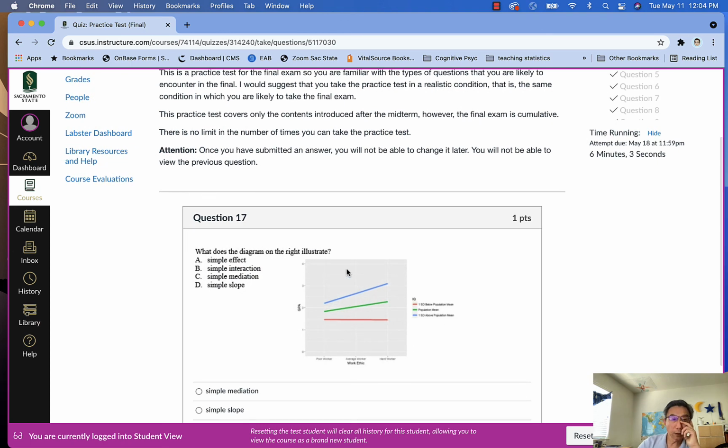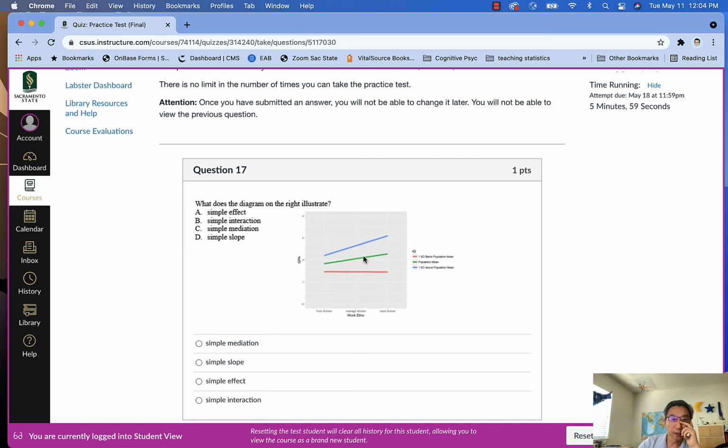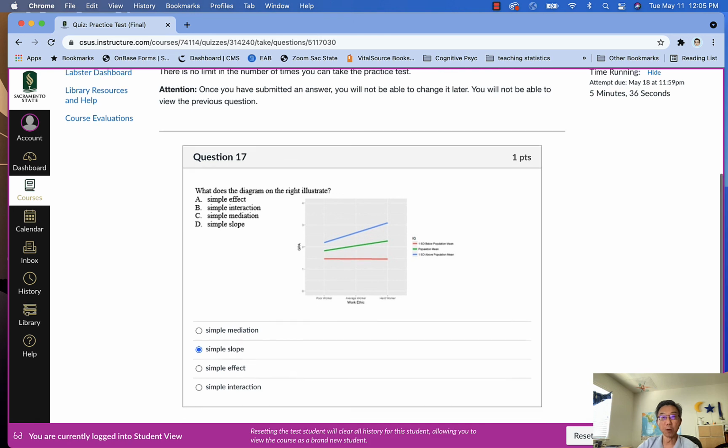Next question. What does this diagram on the right illustrate? This is easy. Simple slope. We should also know that simple slope is a part of the analysis of moderation, right? Once moderation turns out to be statistically significant, the next step is analysis of simple slopes.